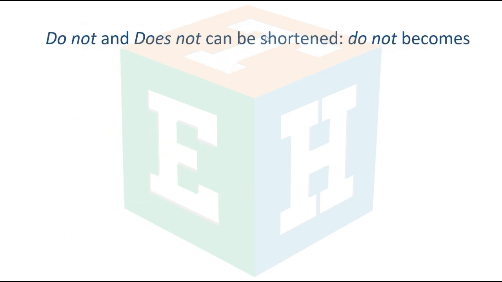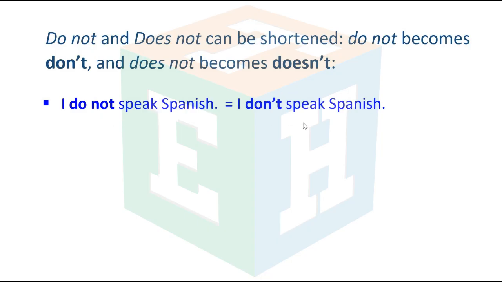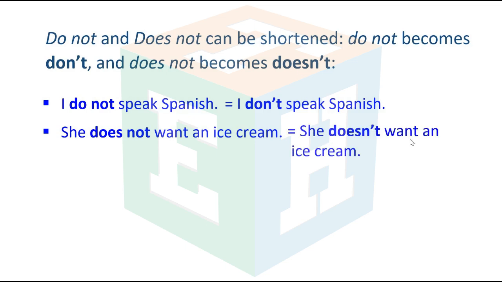Do not and does not can be shortened. Do not becomes don't and does not becomes doesn't. I do not speak Spanish. I don't speak Spanish. She does not want an ice cream. She doesn't want an ice cream.